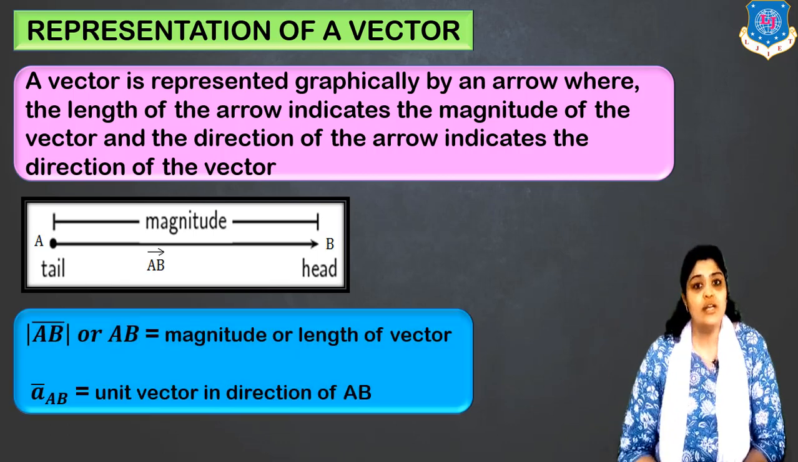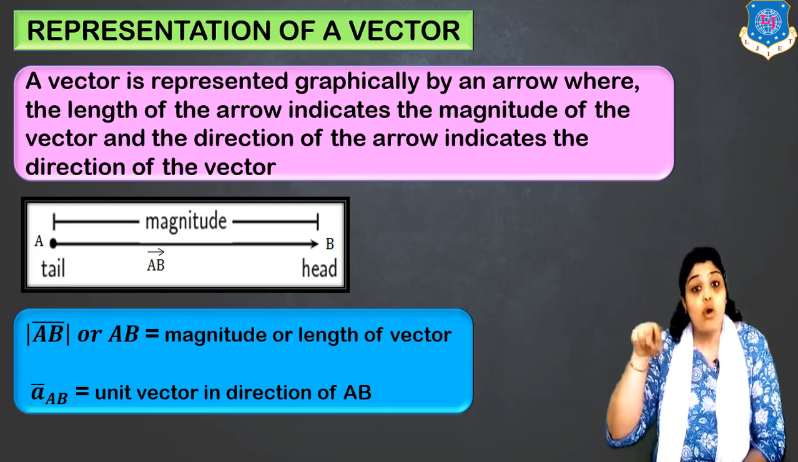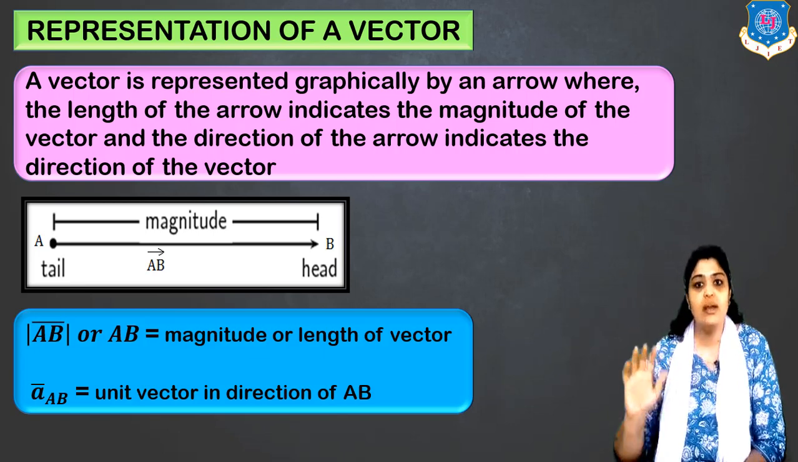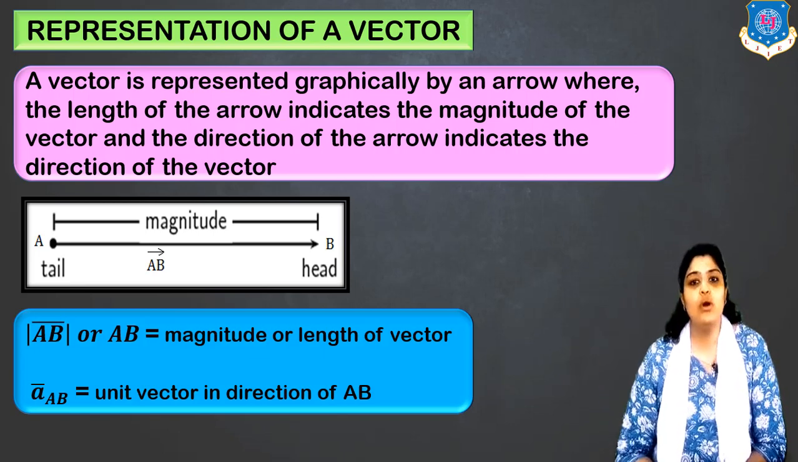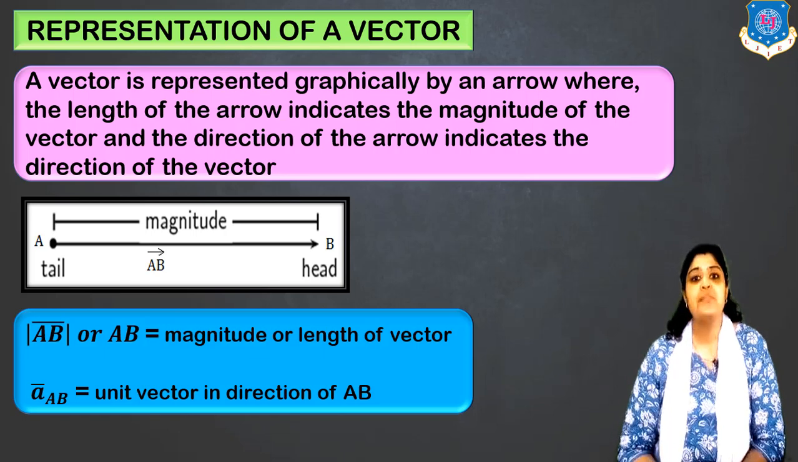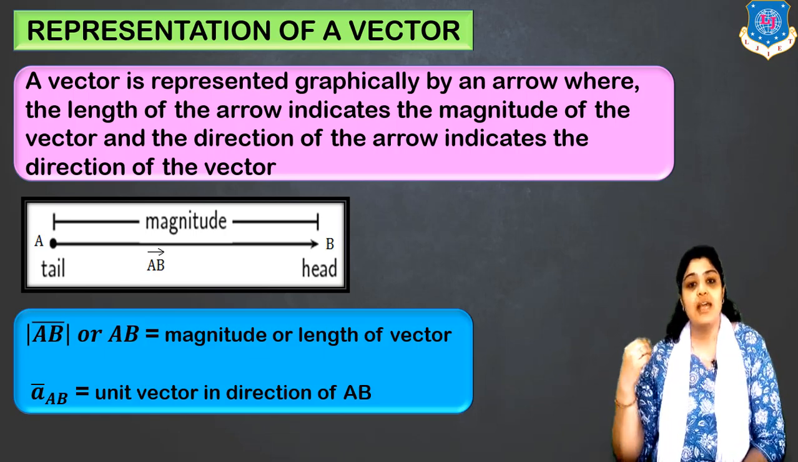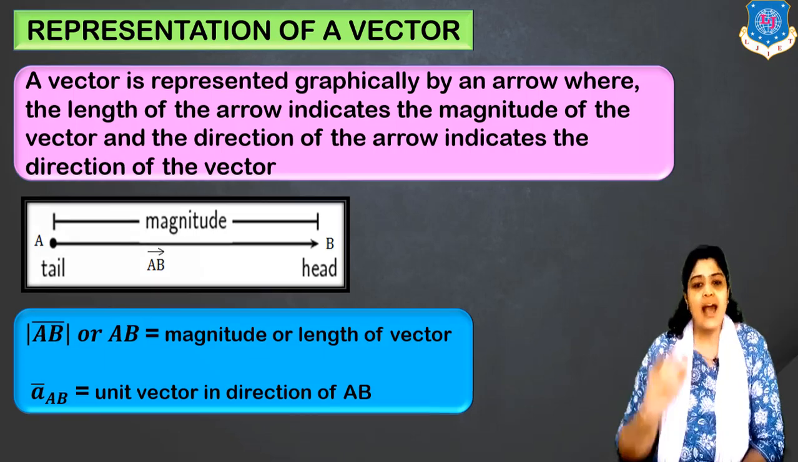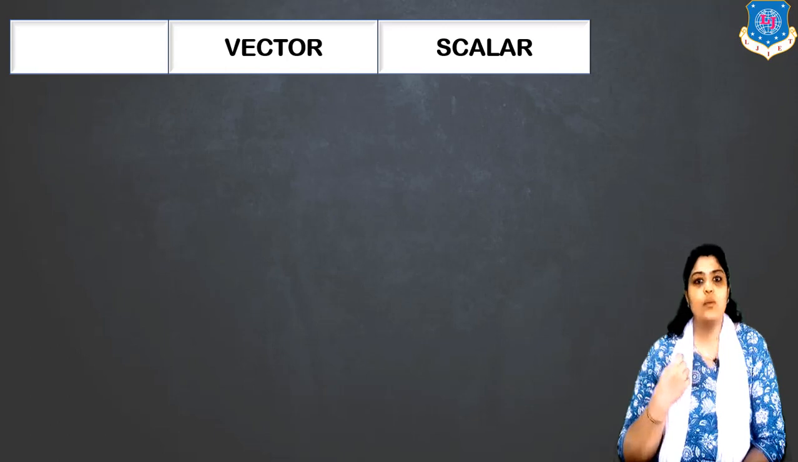According to the diagram, the magnitude is either represented as mod of vector AB, or you can simply write AB in bold. That is equal to the magnitude or the length of the vector AB. And I have A cap, which is a unit vector in the direction of this vector AB.